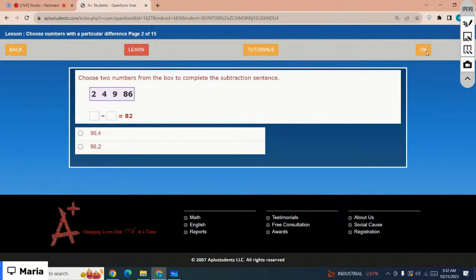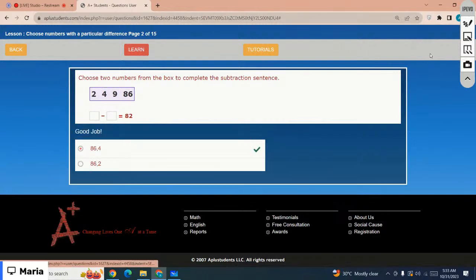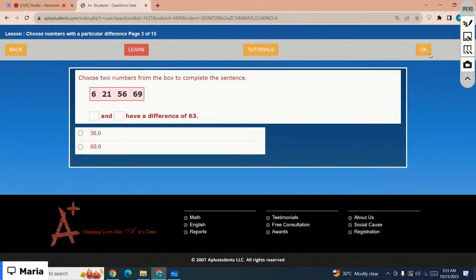Which two numbers when subtracted make 82? Yes, option number 1 is the correct option. 86 minus 4 equals 82. So option number 1 is the correct option. 86 and 4 is the correct option. 86 and 2, 86 minus 2 makes 84.